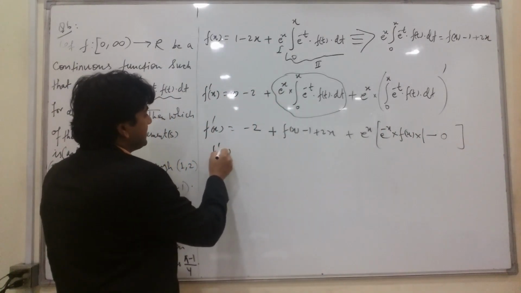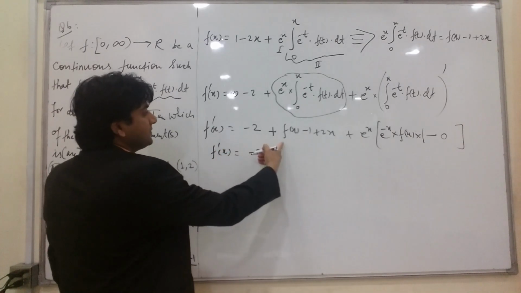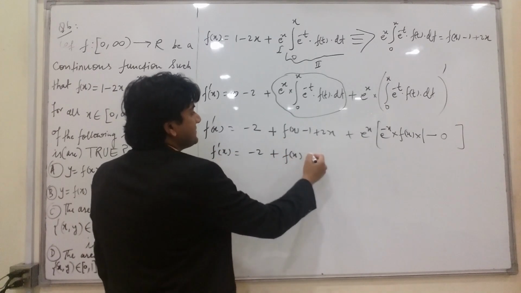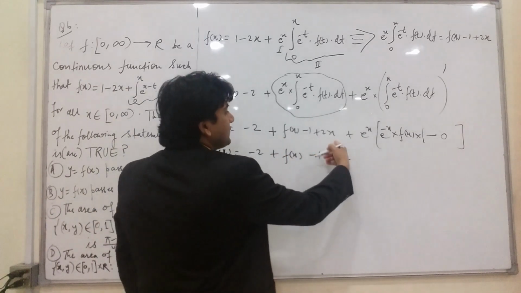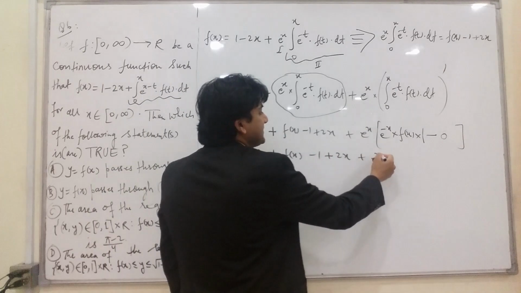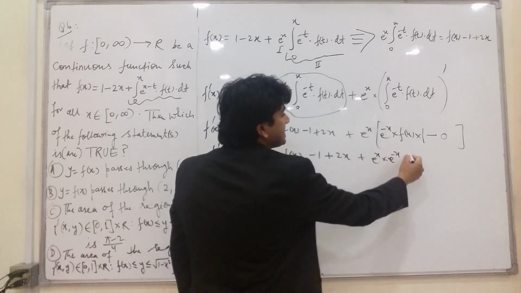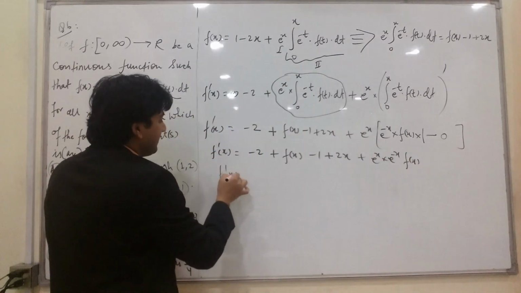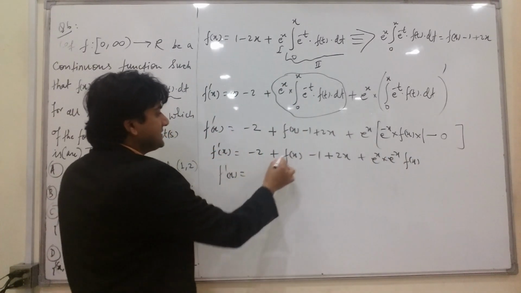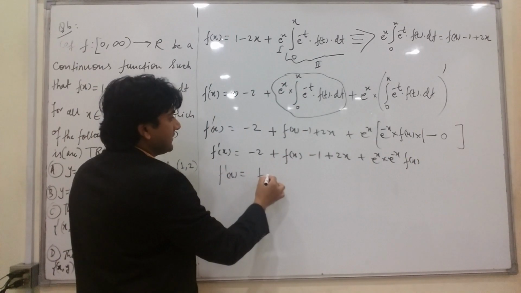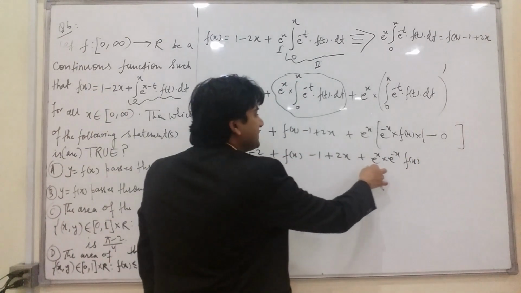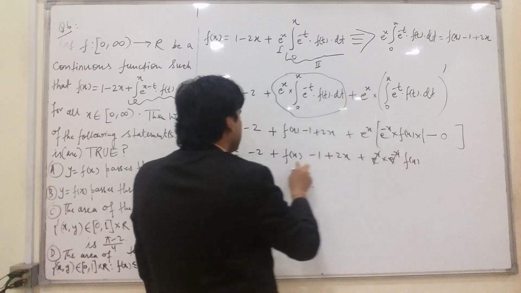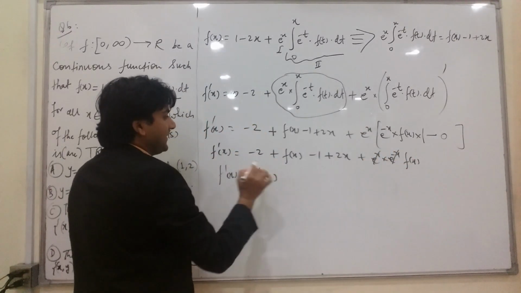This is f dash x equals minus 2 plus fx. This is minus 1 plus 2x. This is e raised to x times e raised to minus x, then fx. That's it. Now you got f dash x equals fx, e raised to x, e raised to minus x, this is e raised to 0, you can cancel this one, this is fx and this is fx, so you got 2fx.